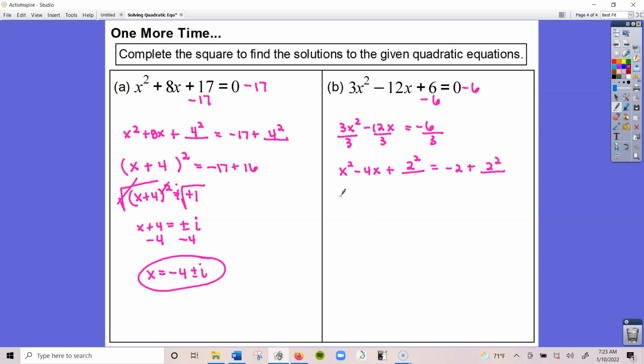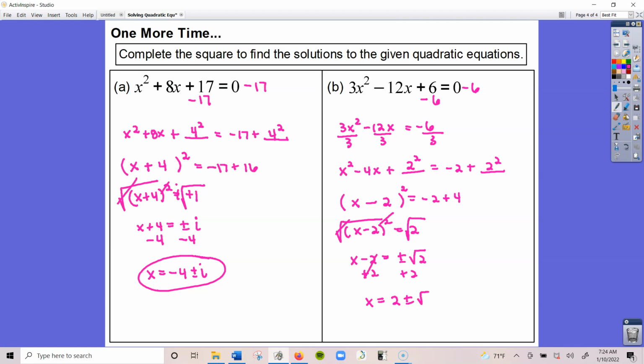Now we can write out our factors. Copy the x, copy the symbol, copy the number, and square. And that's going to equal negative 2 plus 4. So we have here x minus 2 squared is equal to 2. Square root both sides. This will cancel with this. So we got x minus 2 is equal to plus or minus the square root of 2. And finally, add the 2. So x is going to equal 2 plus or minus the square root of 2. And that is completing the square.